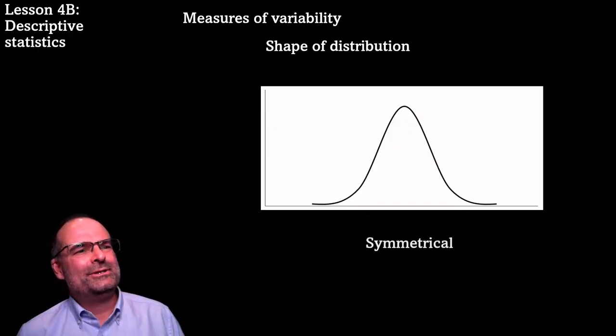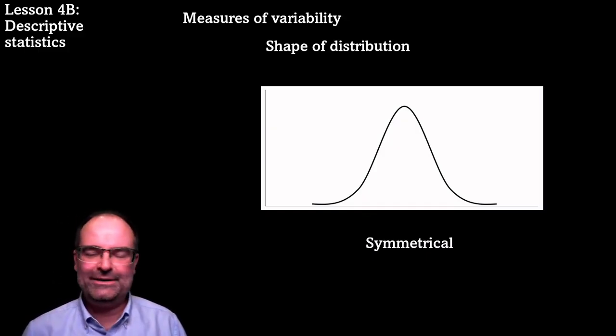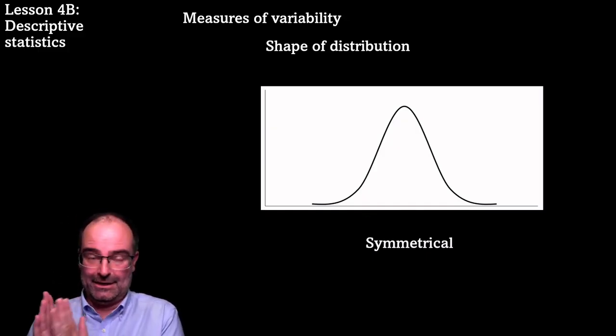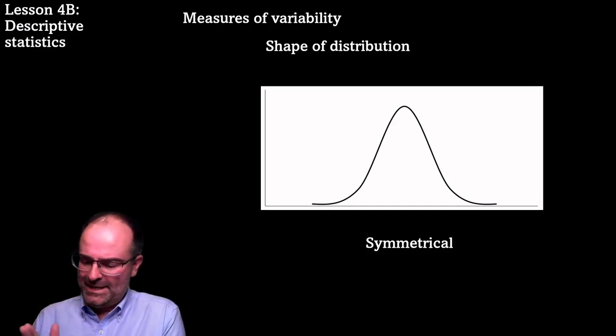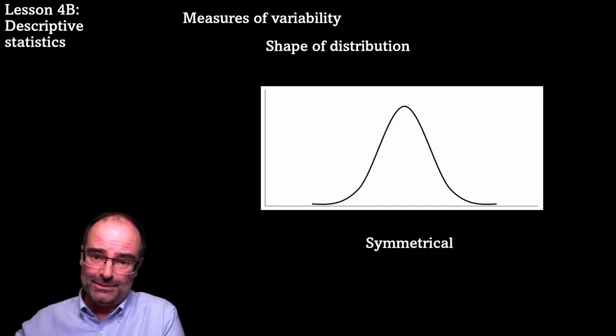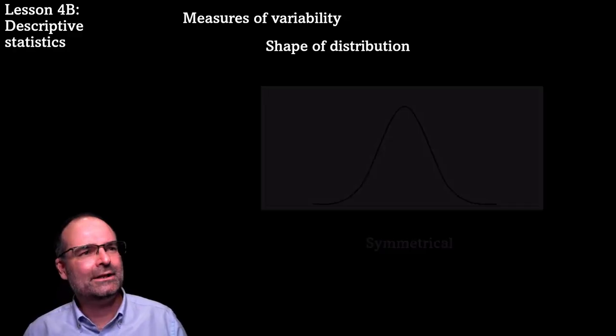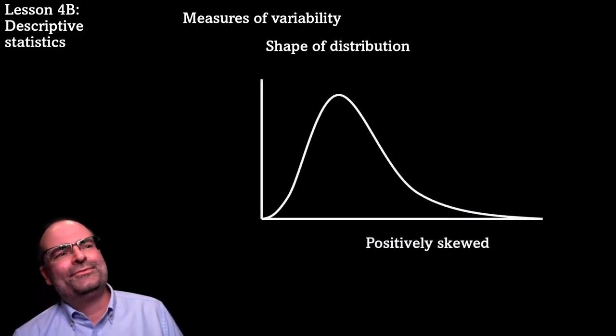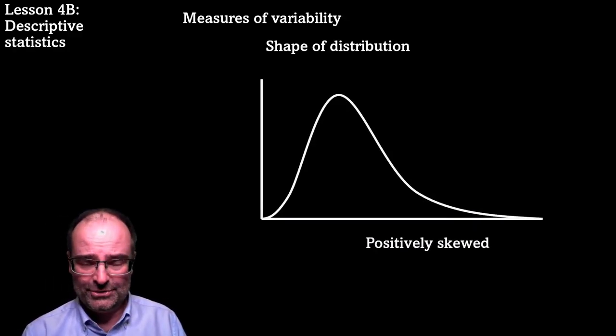This kind of distribution is symmetrical. It's very neat. The mode, the median, and the mean are all in the same place in the middle, and you have an equal number of scores above and below. But you can also have what are called skewed distributions.